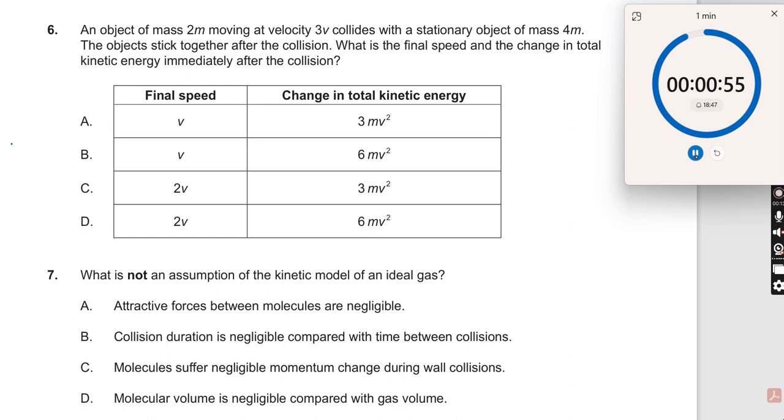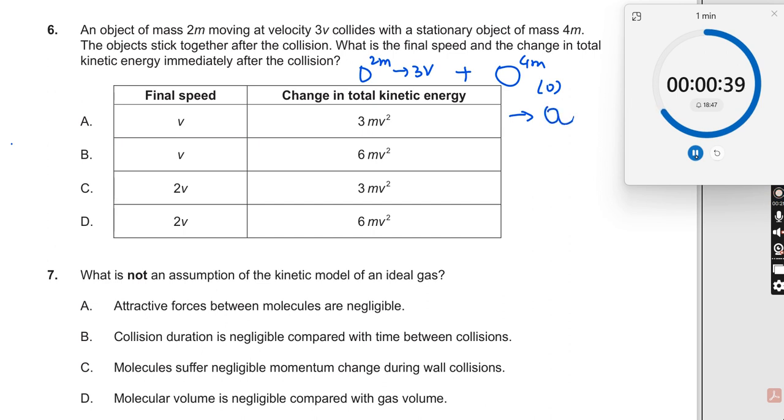An object of mass 2m. So this mass is given, velocity is given, stationary mass. Okay, this is a problem on collision. So I have two objects, one of mass 2m moving at a velocity 3v, plus another mass 4m which is initially at rest. So this will now give rise to what? Both objects will stick together and start moving at a velocity v dash.